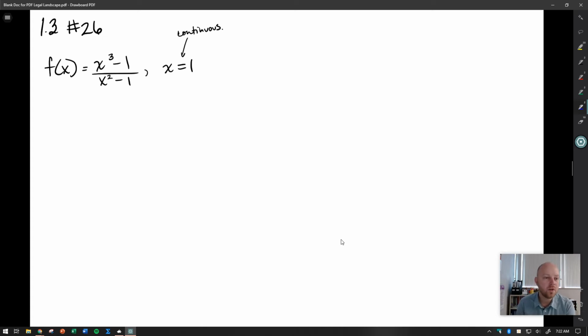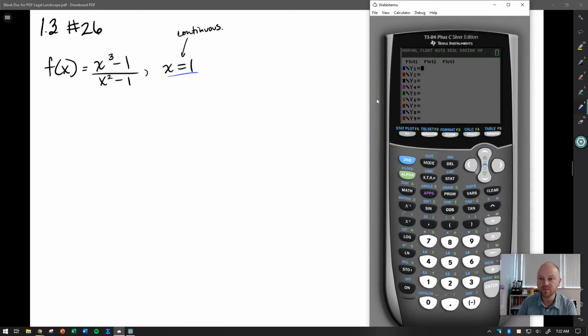We're looking at number 26 from 1.3, where we've been given the function f of x is x cubed minus 1 over x squared minus 1. And we're asked to give a formula for the extended function that is continuous at the indicated point. Our indicated point on 26 is x equals 1. So our assumption is probably that this function as it stands now is discontinuous at x equals 1. And let's confirm that with our graphing calculator.